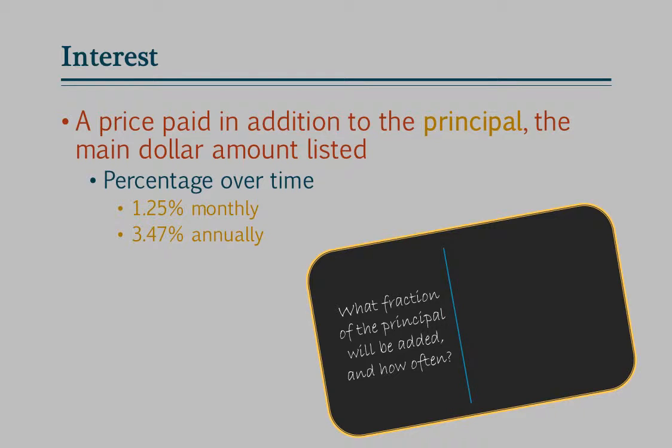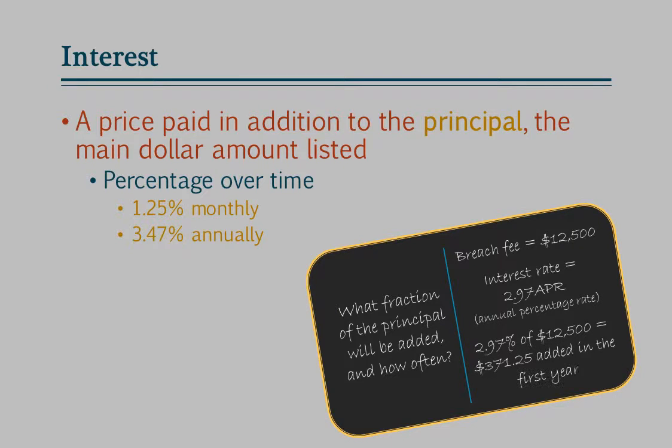Here's an example of the calculations. Let's imagine the breach fee listed in the contract is $12,500. The contract also states that the interest rate is 2.97 APR, which stands for annual percentage rate. It means each year, 2.97% of $12,500 would be added to the fee. In the first year, that means $371.25. In the second year, the amount of new interest added would depend on how much of the breach fee and interest had been paid off.